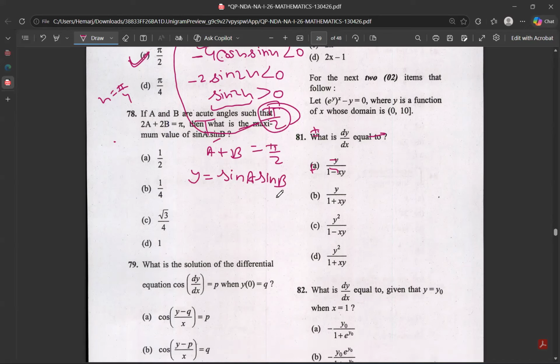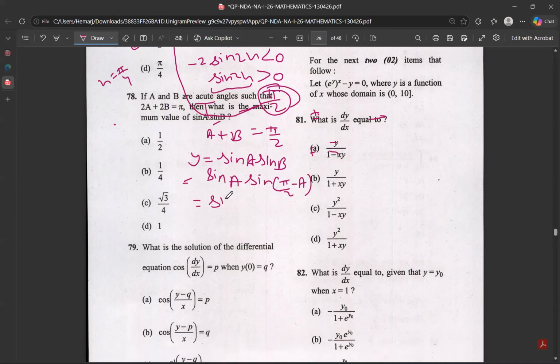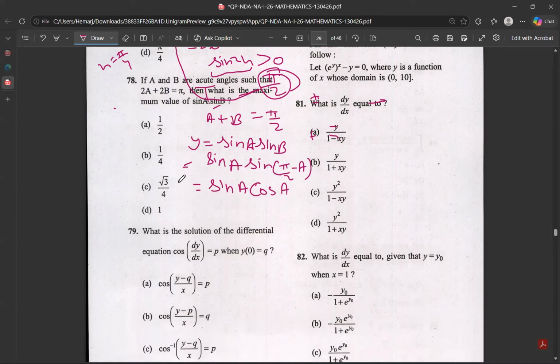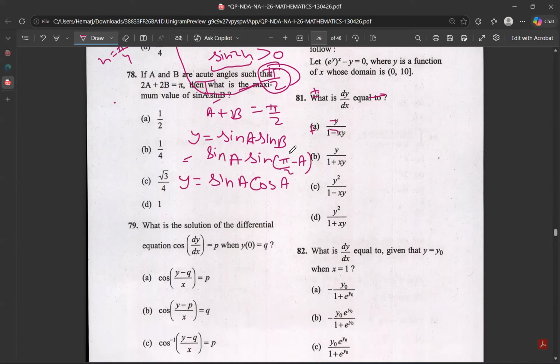First of all, we will convert this b into a. Can we convert? Yes, we can convert. b is equal to pi by 2 minus a. So this is our sine A. Sine of pi by 2 minus a, it means sine will become cos. In the first quadrant, sine will be positive, so cos a. So sine A into cos a is just y. We are just converting b into a.